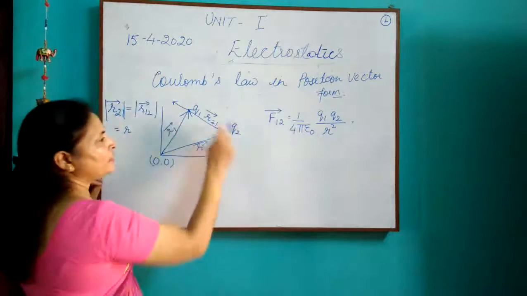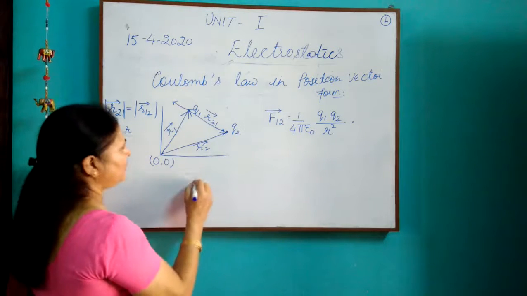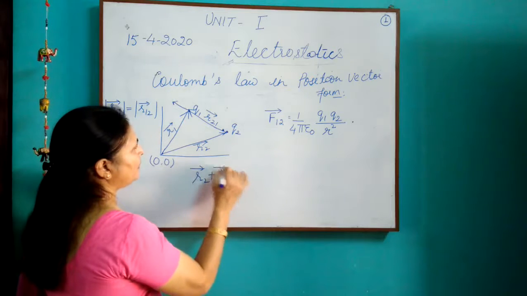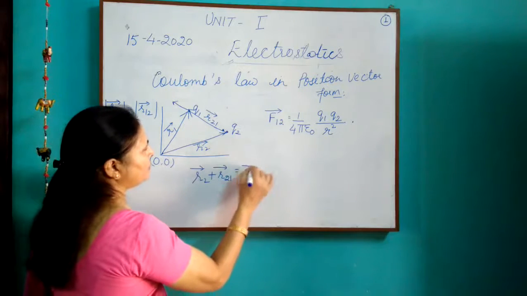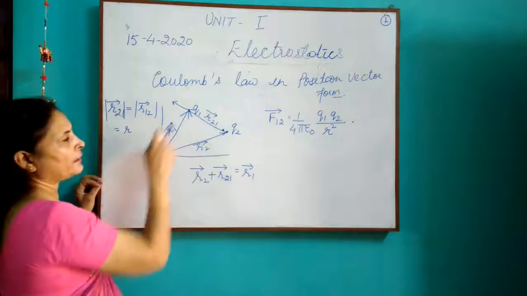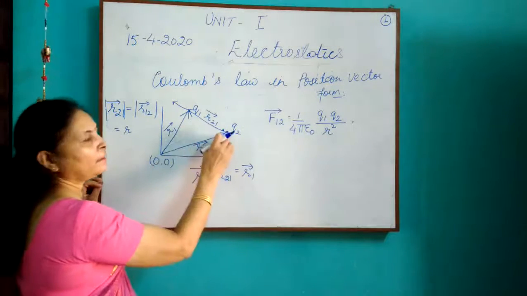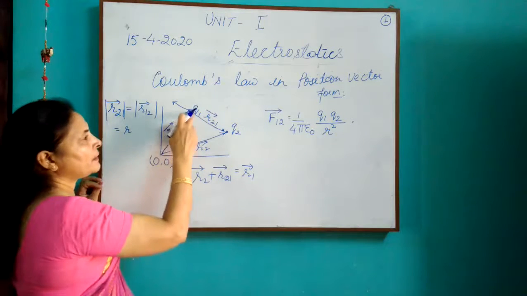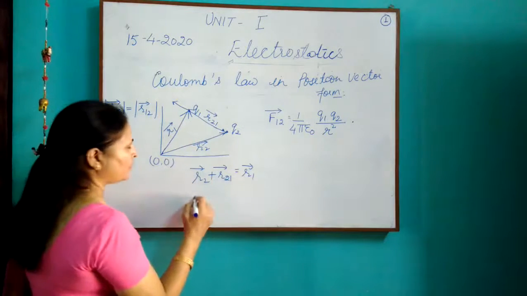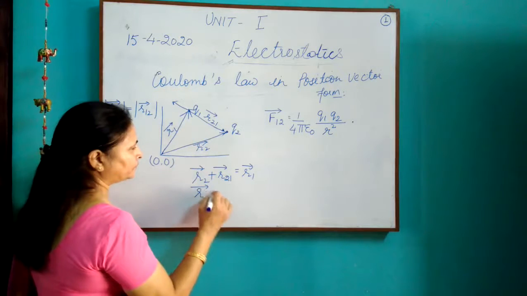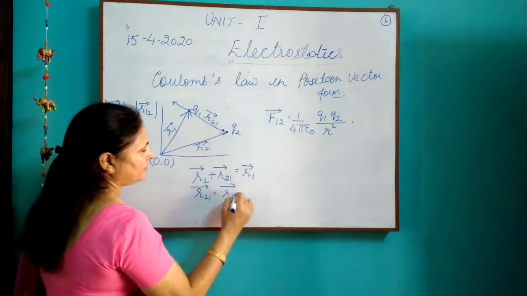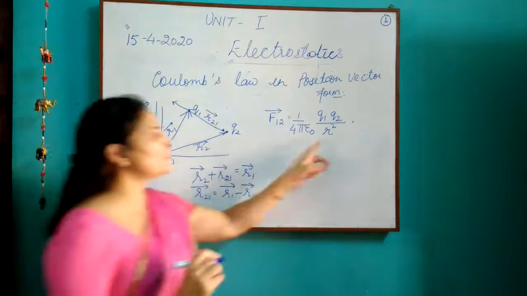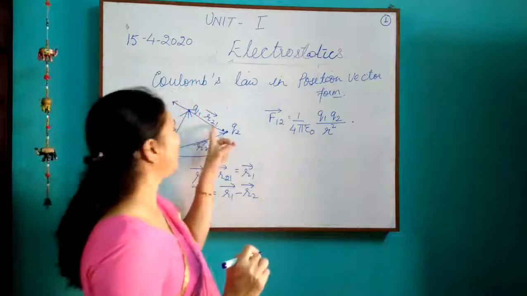Now from vector addition, what is the value of R21? R2 plus R21 must be equal to R1. Law of vector addition: tail to head, and the tail of the first vector to the head of the second vector will give me the result. So what will be R21? R1 minus R2.